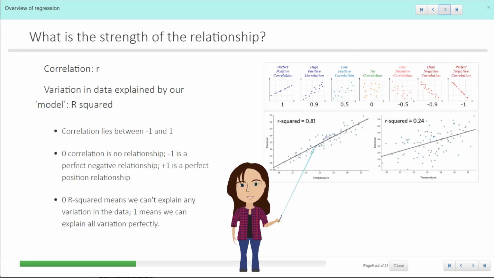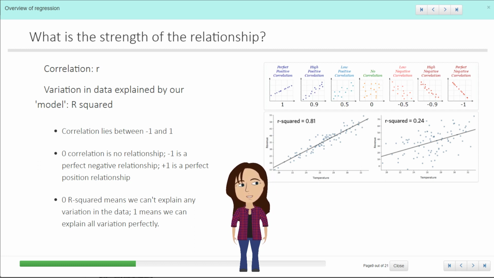Now we're also interested in the strength of the relationship. Previously we would have looked at correlation, and this is often written with a little lowercase r. Correlation goes from 1 to -1. So 1 is perfect correlation, 0 is no correlation, and -1 is perfect negative correlation, meaning that as one variable goes up, the other variable goes down, but it's still a very tight relationship.